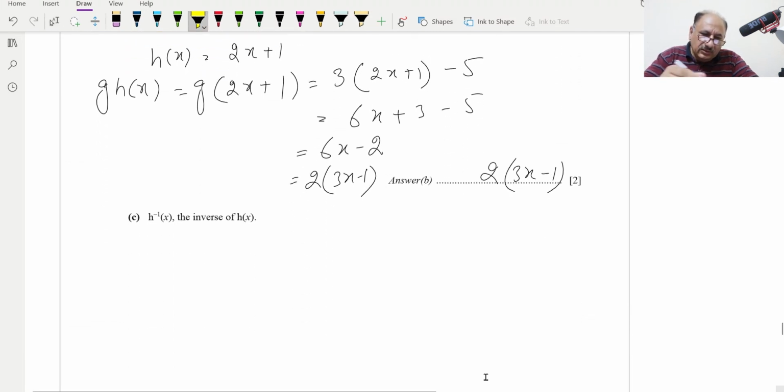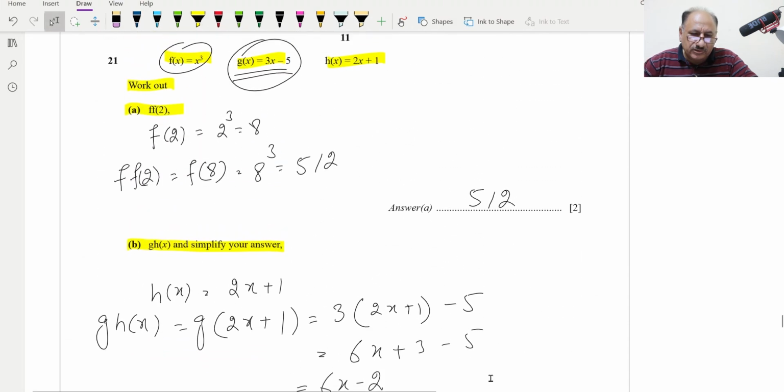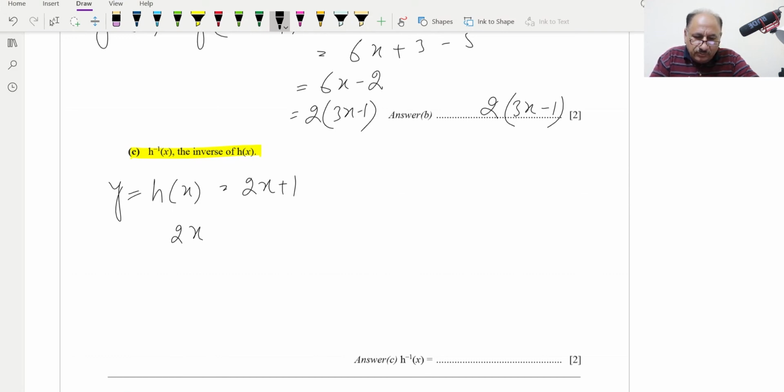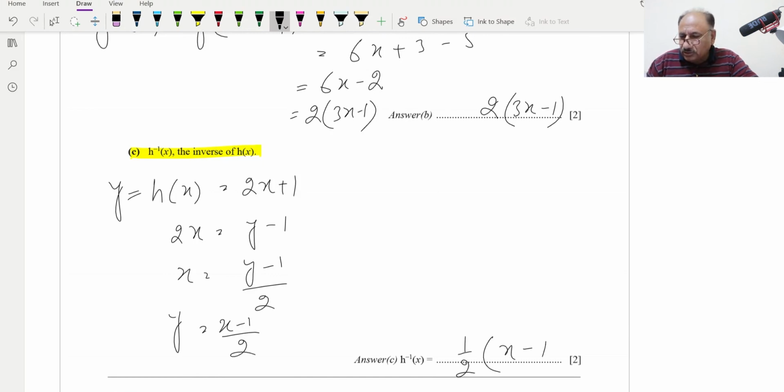Now they are saying h inverse of x, the inverse of h of x. H of x value is provided, which is h of x is equal to 2x plus 1. So we will write h of x is equal to 2x plus 1, which is equal to y. So we can make subject 2x will be equal to y minus 1. So x will be equal to y minus 1 over 2. And now we can swap, so it will be y is equal to x minus 1 by 2. And our answer will be what? We can write 1 by 2 into x minus 1. This will be final answer for this part.